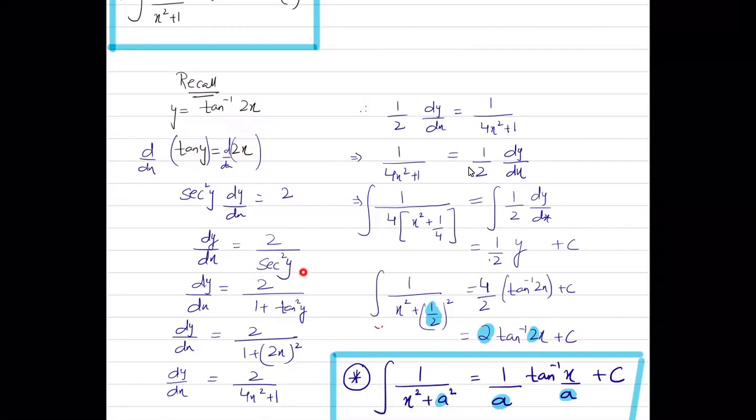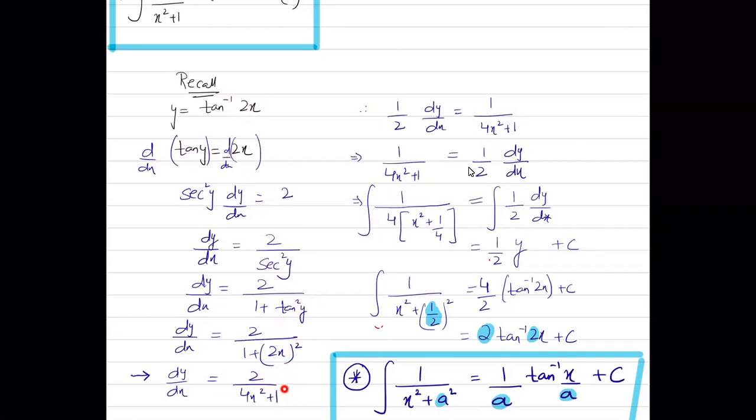Now, if you make dy by dx the subject, you are going to get 2 upon secant square y. And if you replace secant square y with the identity 1 plus tan square y, and then replace tan of y, what was tan of y equal to? It was equal to 2x. So instead of tangent of y, you can replace it with 2x. Now you get 2 upon 1 plus 2x the whole square, which is 2 upon 4x square plus 1. Are you with me till here? Yes, sir. So that's what the differentiation of tan inverse of 2x is going to be: 2 upon 4x square plus 1.